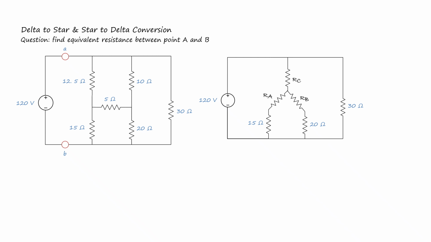So this circuit can easily be simplified. This is parallel to this, and this and these are in series to each other. So we make this circuit simple to calculate by the series and parallel rules.